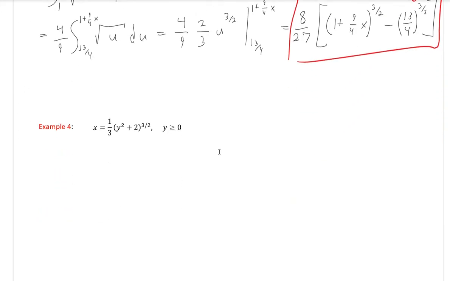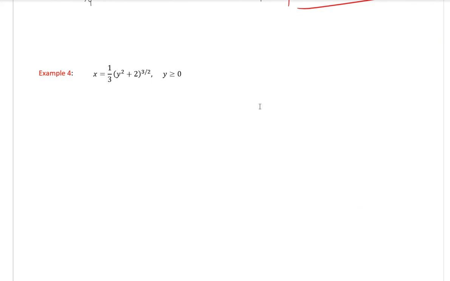Let's do another example, though, one that might be a little bit longer. This one we have x equals 1/3 y squared plus 2 to the 3/2. Again, we're going to have to find a derivative, and again, we see a 3/2, so that should be a pretty convenient one like it was last time. X prime is going to be 1/3, the 3/2 is going to come out. Y squared plus 2 to the 1/2, and by the chain rule, we take the derivative of the inside to get 2y. So overall, 3's cancel, 2's cancel. We have y squared plus 2 to the 1/2.